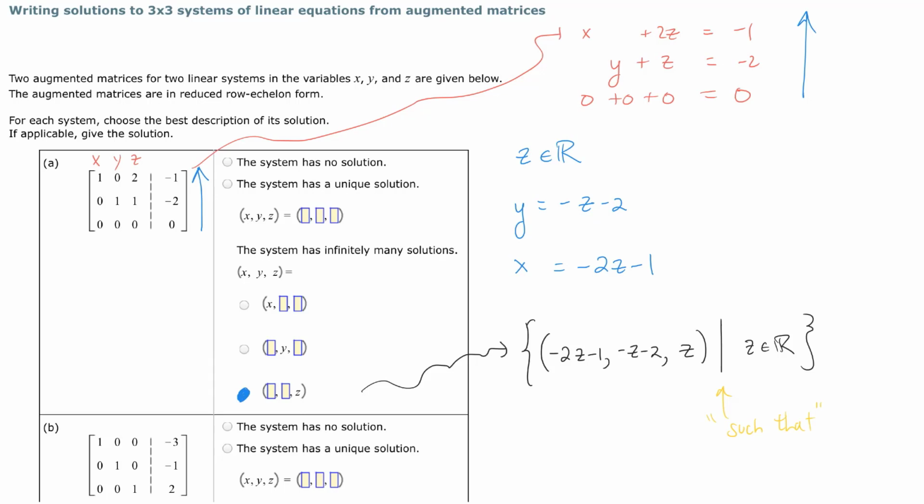So that's for part A. I could definitely circle that answer for part A. Circle, circle, circle, circle. Here we go. Let's do a second example. Part B is a little bit more straightforward.